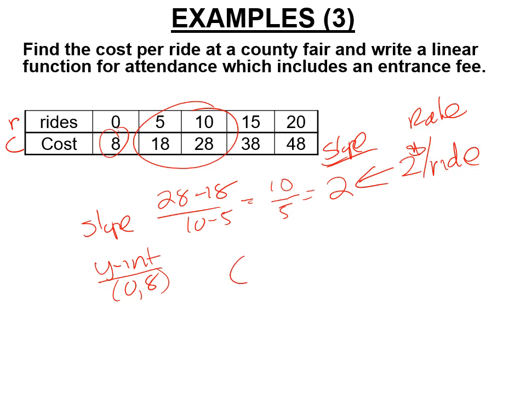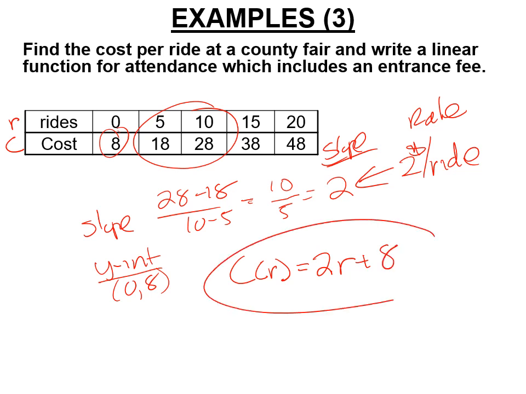So we're going to use function notation. C of r equals 2r plus 8. The cost, C, as a function of the number of rides you go on, is 2 times the number of rides plus 8. Right? You go on one ride, you're going to pay 10 bucks. If you go on 2 rides, you're going to pay $12 and so on. You're going to pay $2 more per ride.